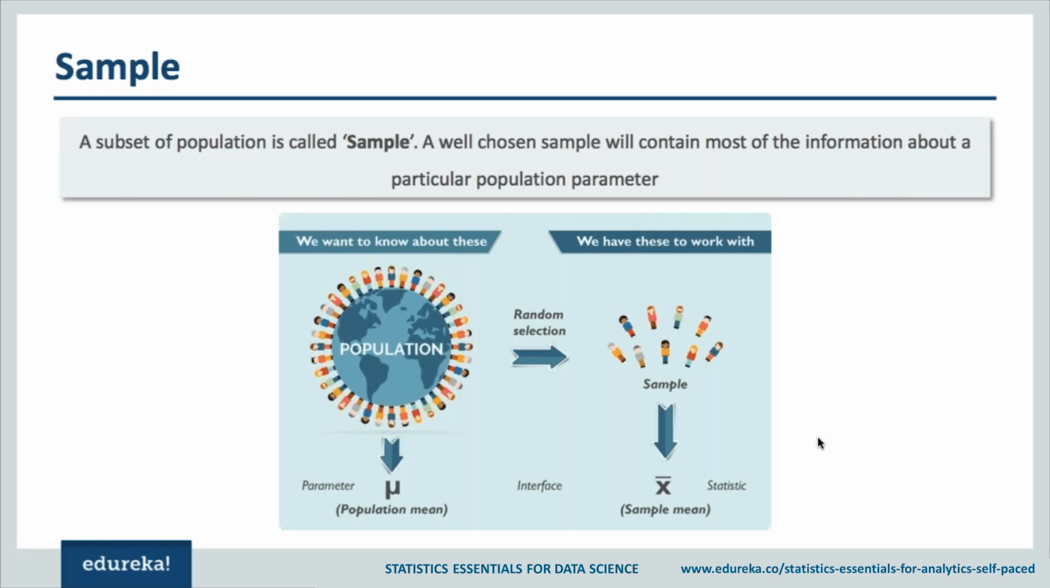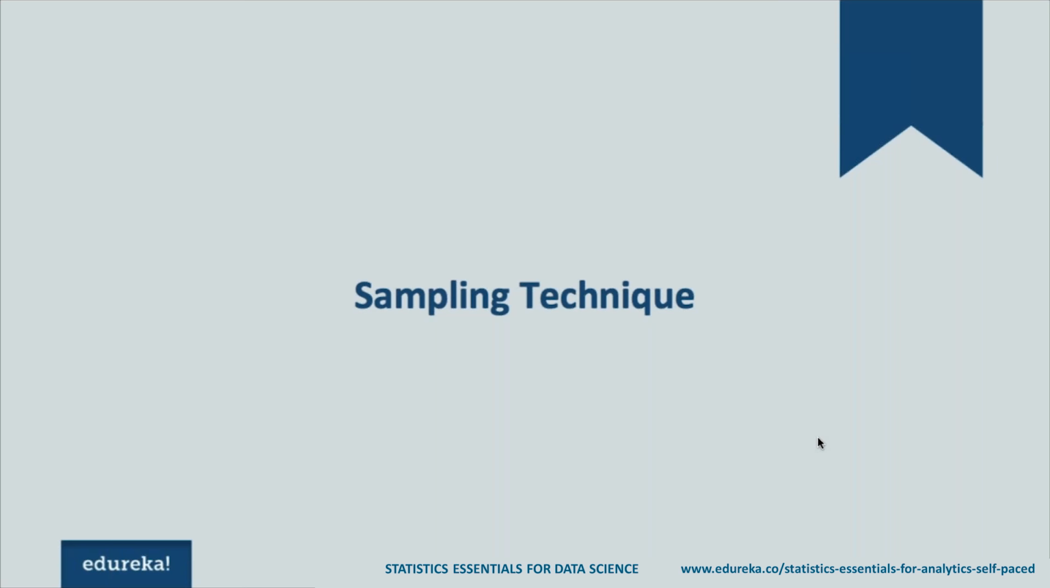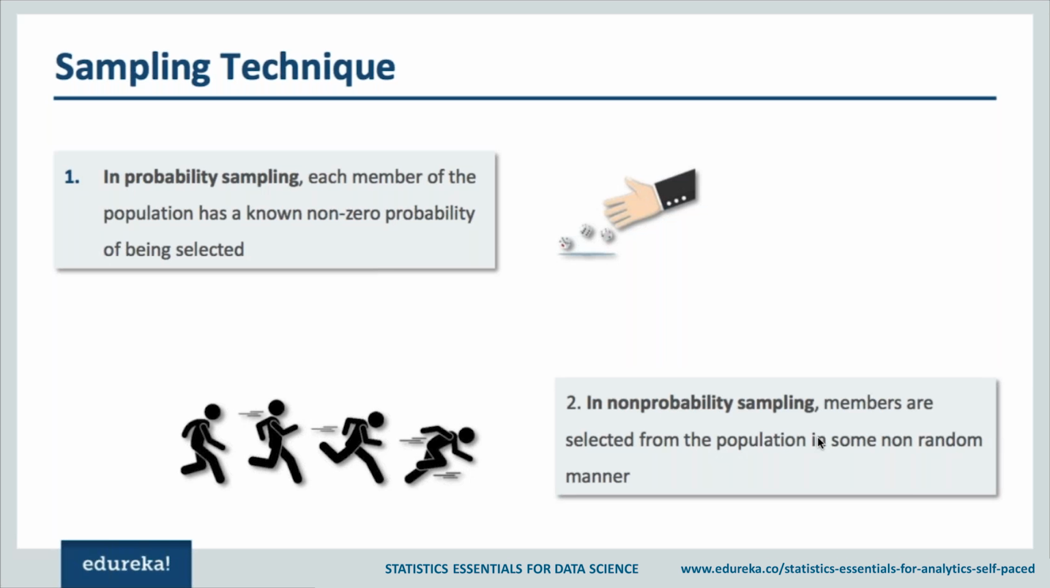So how do we get that particular sample? That sample shouldn't be biased or blindly chosen, because a blindly chosen sample may have some bias-related terms which may affect the results, right? So we need to choose the sample pretty logically. That is why we have sampling techniques. There are two types of sampling techniques available: one is called probability sampling, another is non-probability sampling.